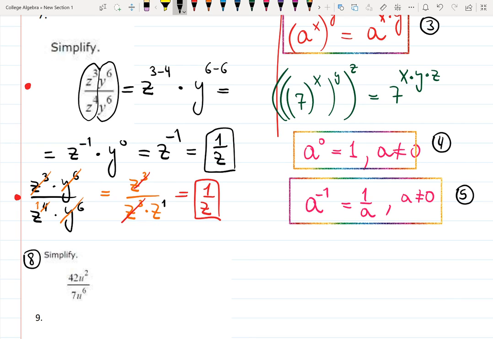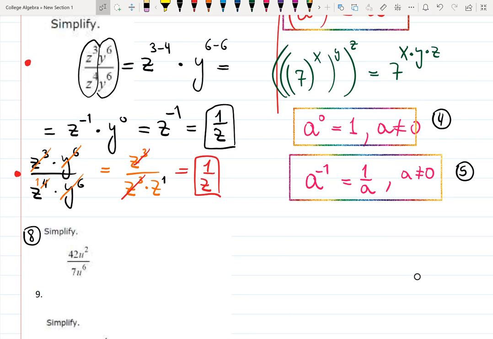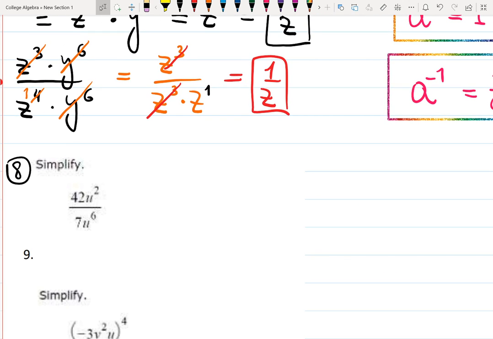Example number 8 says simplify 42u squared over 7u to the 6. Well, first of all, I can see that I can simplify 42 and 7. 42 over 7, that's 6. 6 stays in the numerator because 42 is in the numerator and 7 is in the denominator. u squared and u to the 6: you can divide by u squared, then instead of 6, I will have 4 left. And then u to the 4 stays.